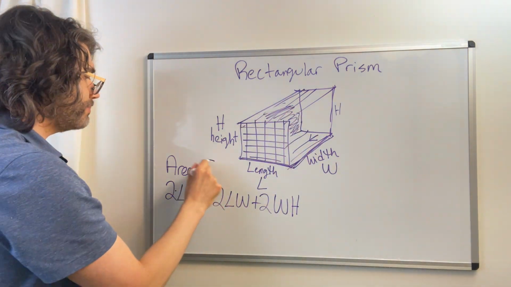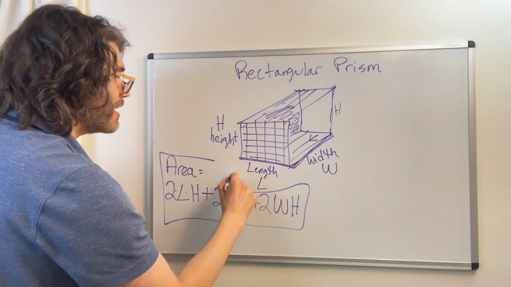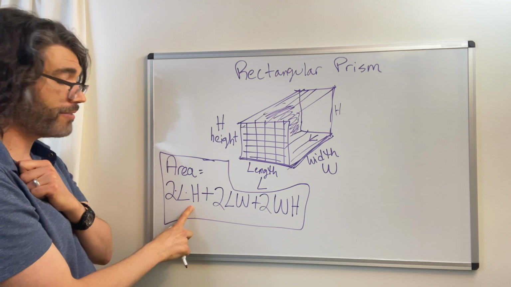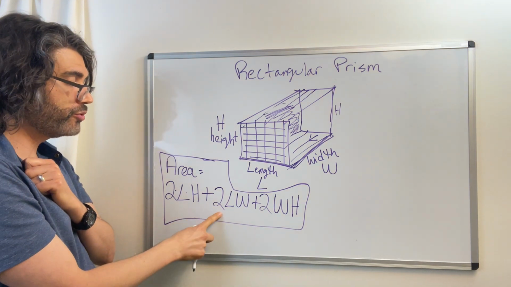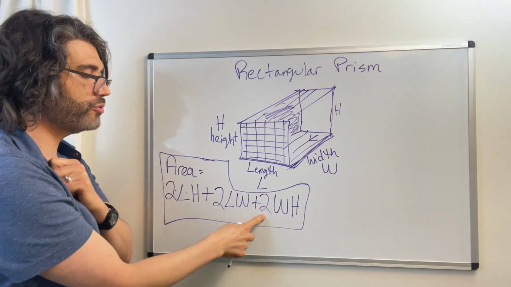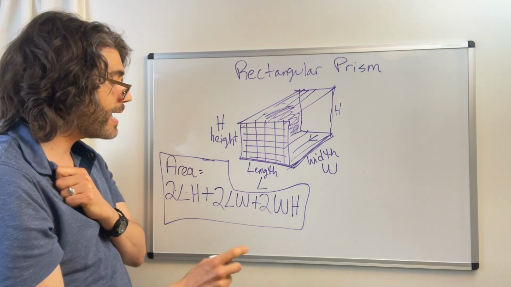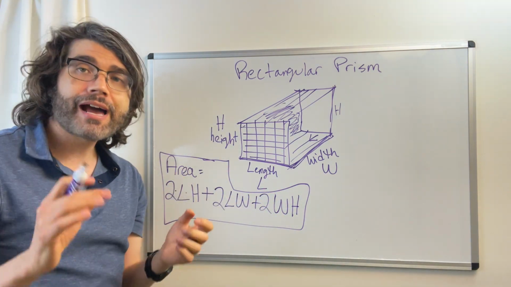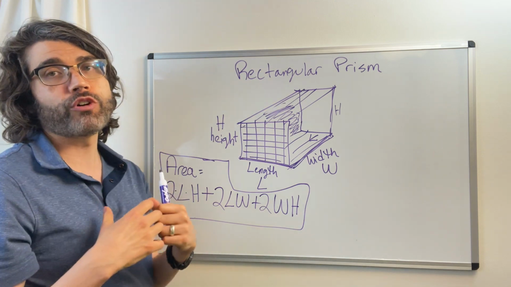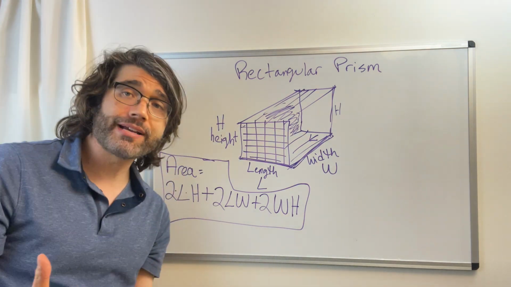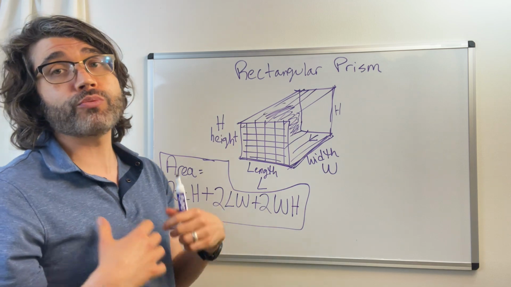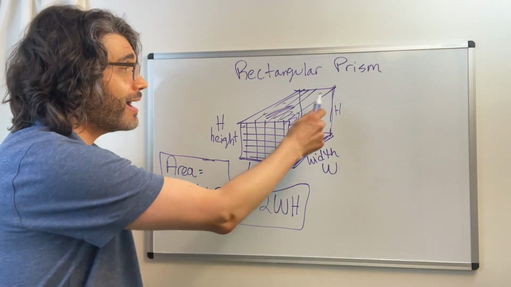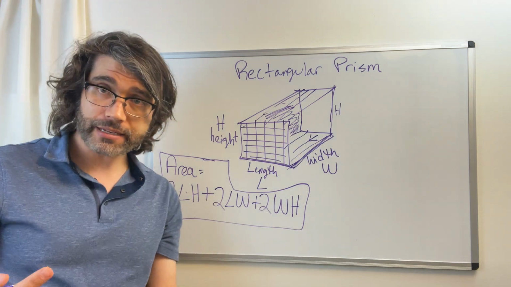So the area of the entire outside of this rectangular box is 2 times length times height plus 2 times length times width plus 2 times width times height. And there are a couple ways that you can rewrite this formula. The idea is to really understand where the formula comes from. It's not to memorize the formula, but it's being able to recreate the formula from your own understanding of how these 3D solids are created.